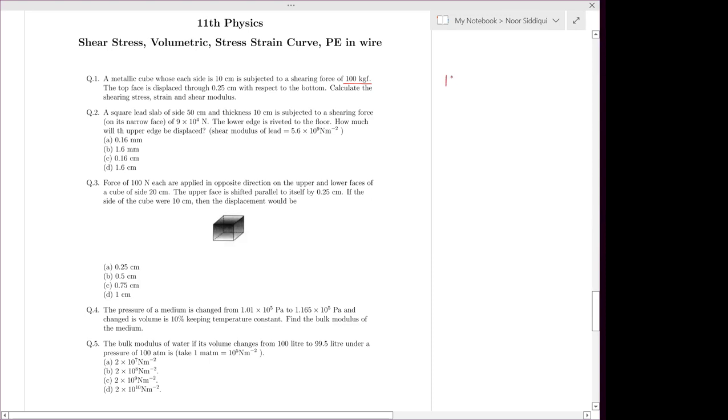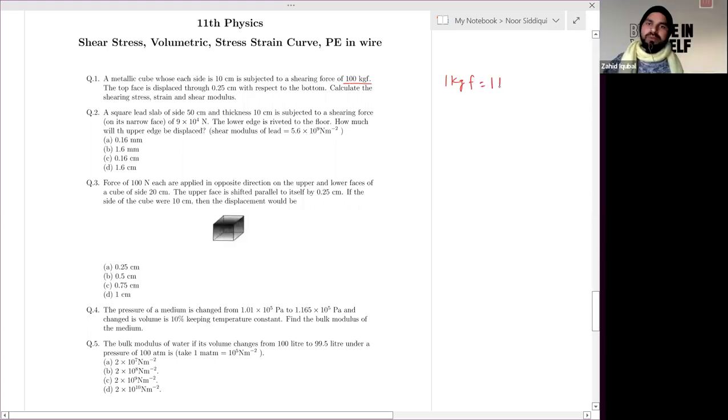This is 1 kg force, which is also equal to 1 kg weight. And if you have to convert it in terms of Newton, just multiply this numerical value by the numerical value of gravity. So it will be gravity times Newton. Take gravity to be 10, so it becomes 10 Newton. So 1 kilo force equals 10 Newton.